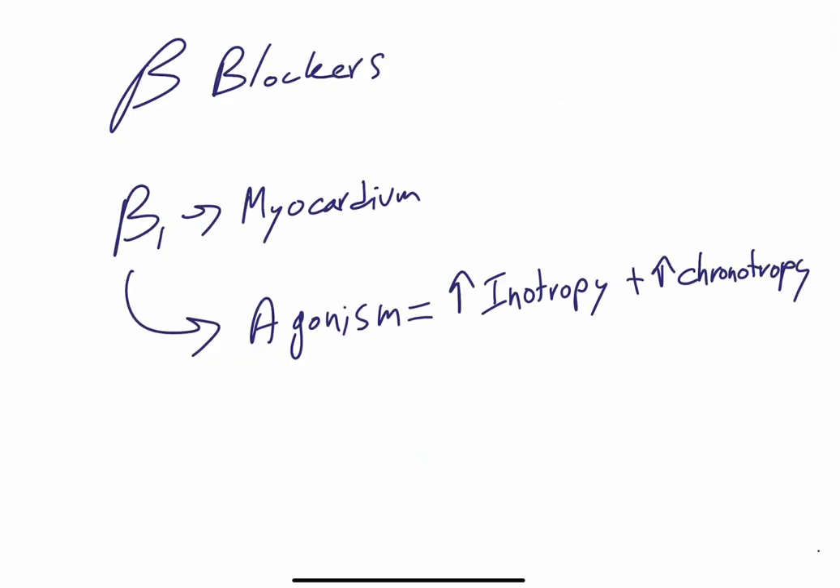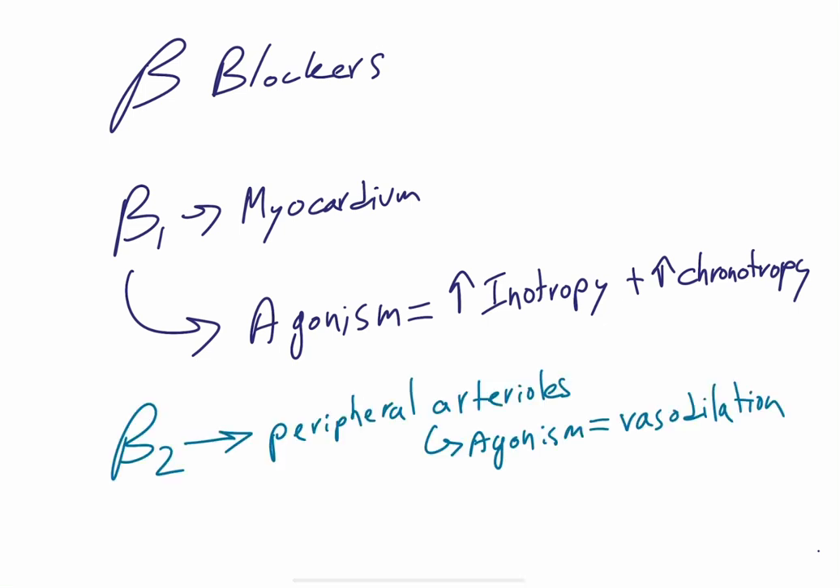Beta blockers are a huge topic. So here, beta-1 receptors are found on the myocardium. If you were to agonize these, you would have an increase in contractility. This is known as inotropy. You would also see an increase in heart rate. This is known as chronotropy. Beta-2 receptors are found on peripheral arterioles. To agonize them would be to vasodilate them.